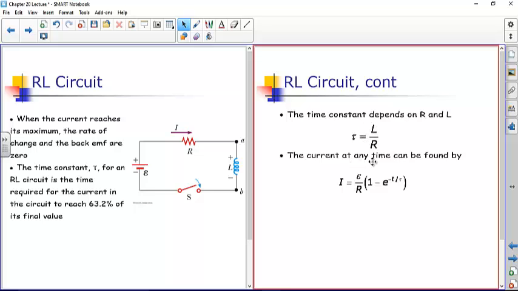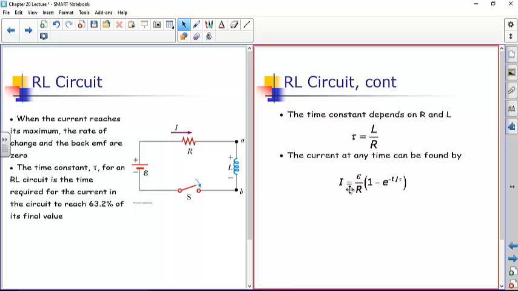And the current at any time in the circuit is equal to the applied voltage from the battery, which is typically constant, divided by the resistance of the resistor, times 1 minus e to the minus t over the time constant. So when t becomes large, this term becomes e to the minus infinity, which is 0, and the current is just the current through the resistor using Ohm's law. So as t goes to infinity, it just becomes Ohm's law.